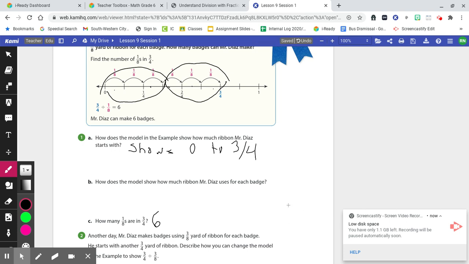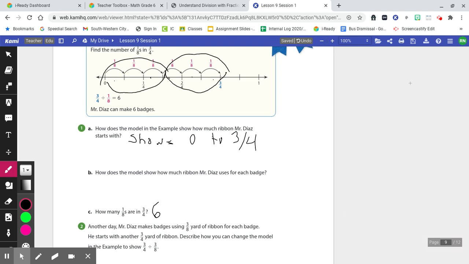Okay, and we are going to stop here, and you will need to follow the directions on Google Classroom for your assignment.